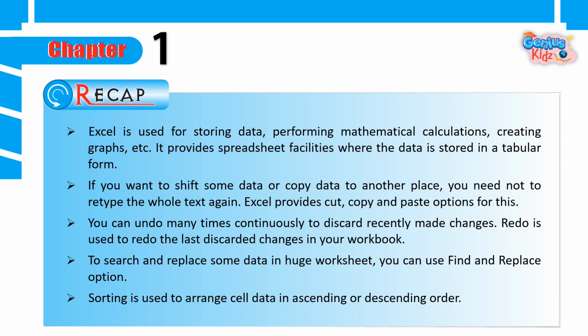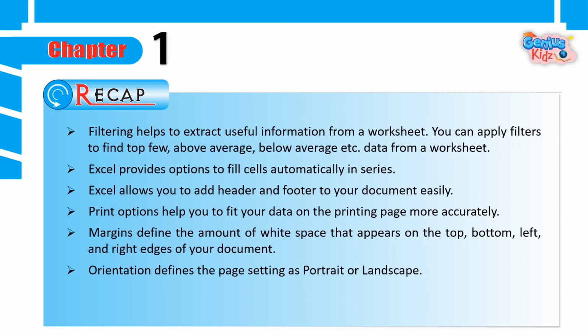To search and replace some data in a huge worksheet, you can use Find and Replace option. Sorting is used to arrange cell data in ascending or descending order. Filtering helps to extract useful information from a worksheet. You can apply filters to find top few, above average, below average, etc. data from a worksheet. Excel provides options to fill cells automatically in series. Excel allows you to add header and footer to your document easily.